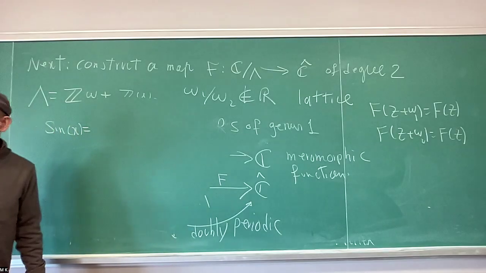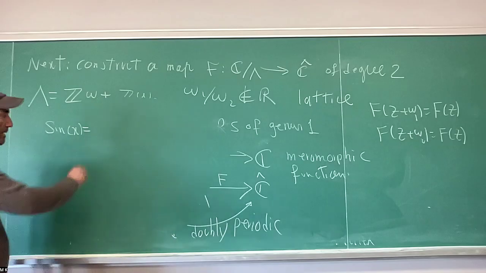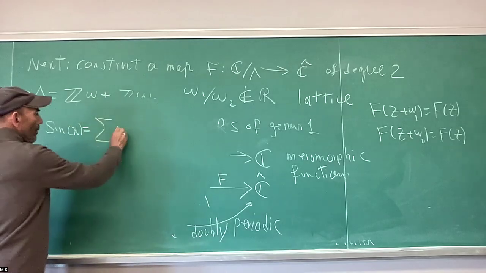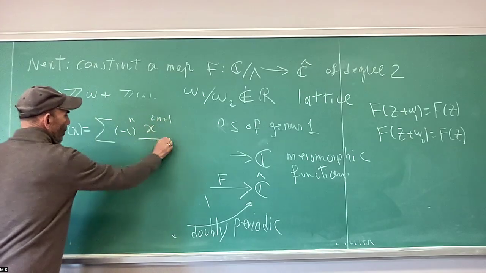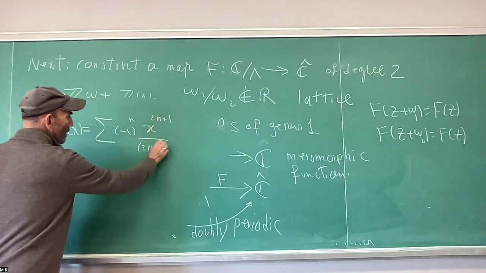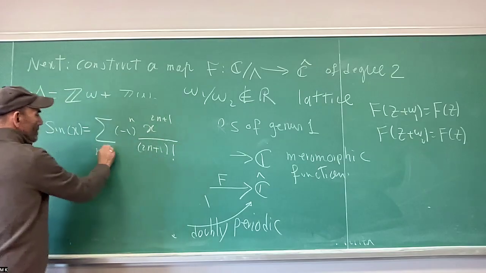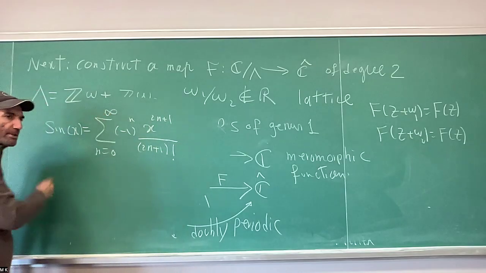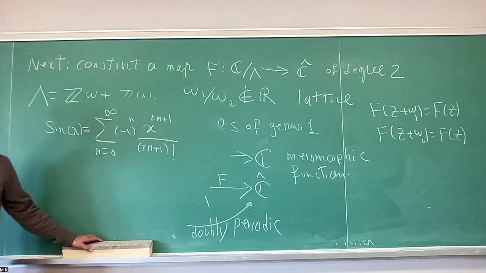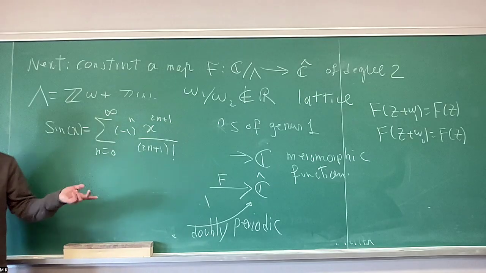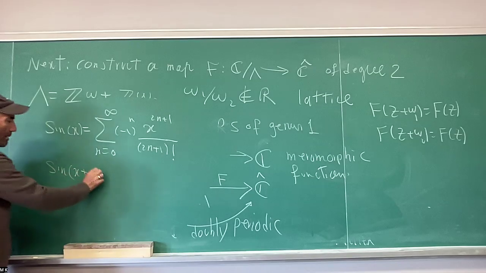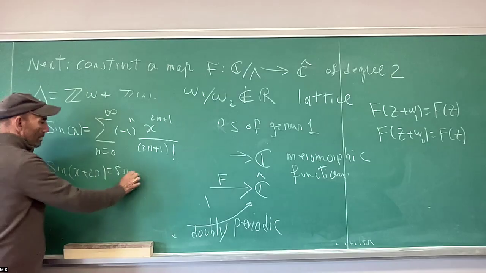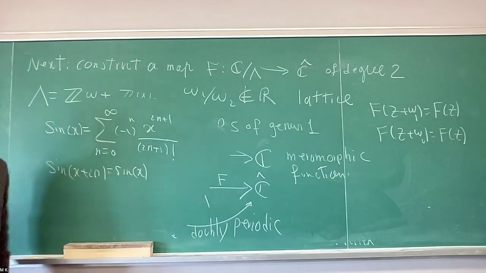You have the power series expansion of the sine, right? It's the sum from n equals 0 up to infinity of minus 1 to the n, x to the power 2n plus 1, over 2n plus 1 factorial. This is sine of x. So now you want to show that sine of x plus 2 pi is equal to sine of x. How do you do that?